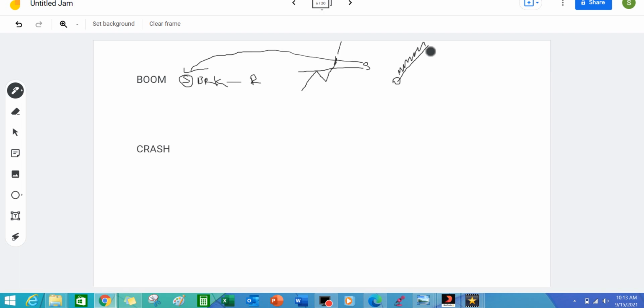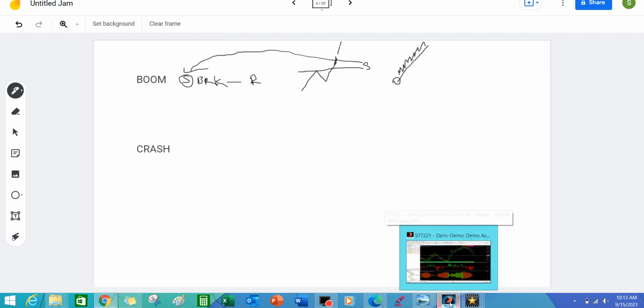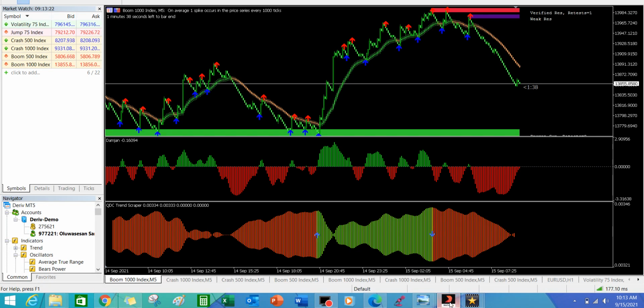Okay, so let's go straight to the chart to check this out. Since we are focusing on boom for now, we will be checking out boom spikes that are happening within boom. So this is boom 1000. Let's start with boom 1000, then after that we go to boom 500. Maybe in tomorrow's video we're going to discuss more on crash, so that we will take them one after the other for you guys to understand.